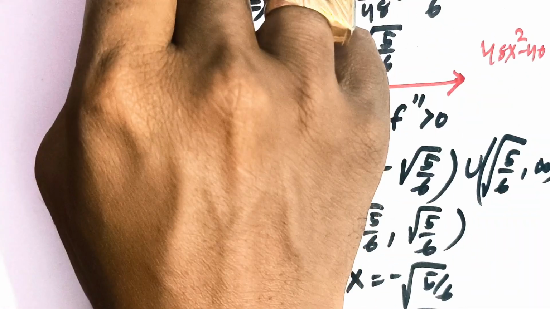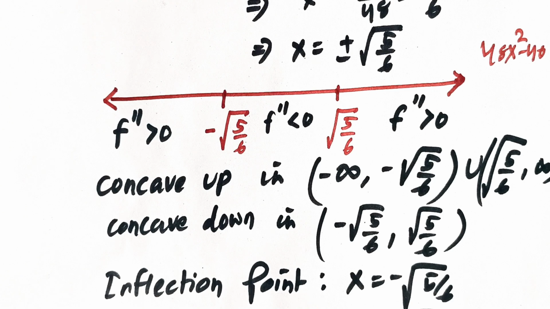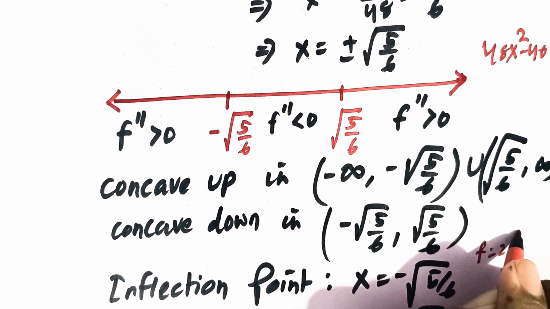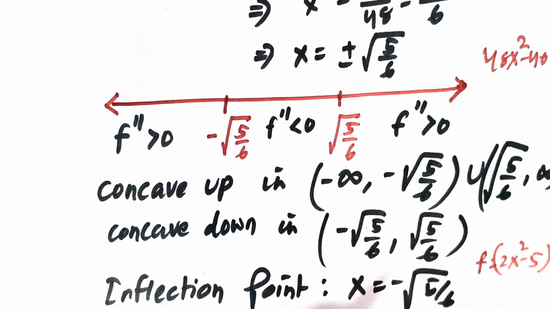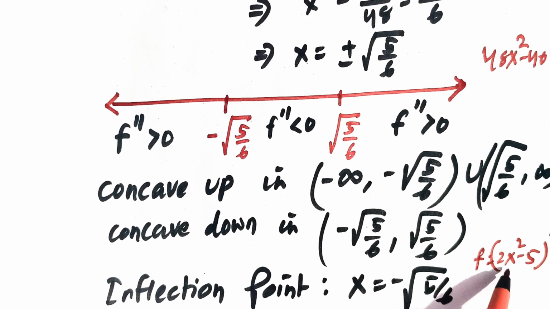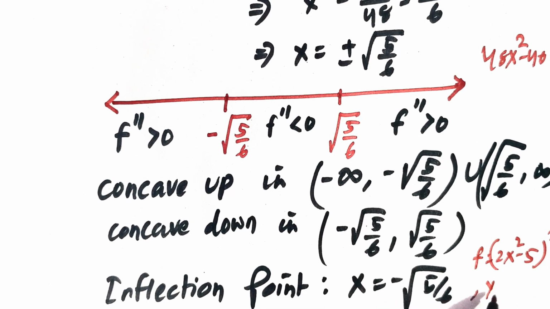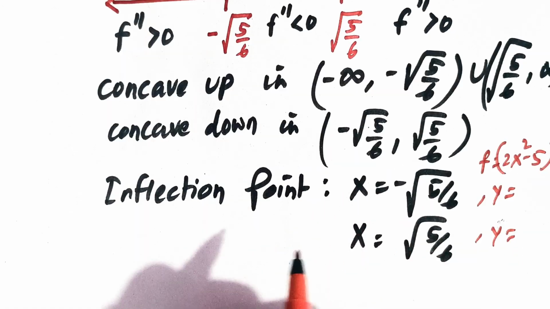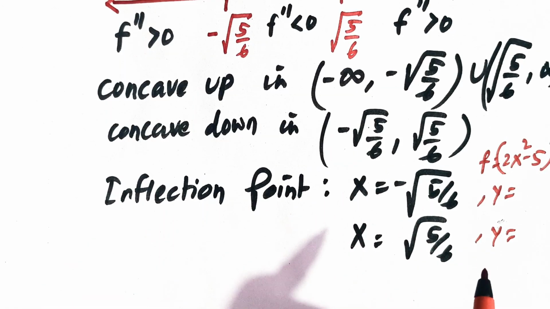What are the y values? You have to put these points in place of x. Our function f is (2x² − 5)². When you put this point, you have 5 over 6 positive, so 2x² is 5 over 3. You calculate the value of y, and then you have the ordered pair where the inflection point occurs.